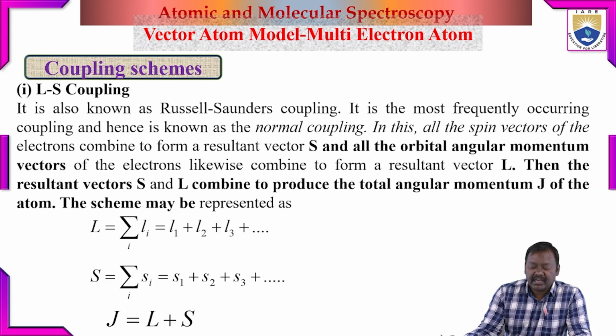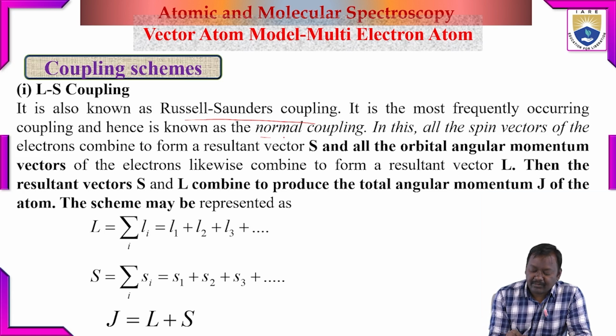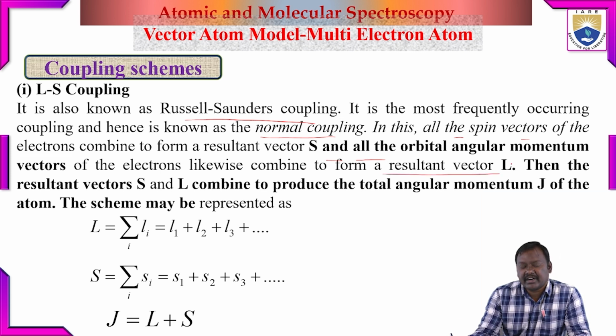It is also known as Russell-Saunders coupling. It is the most frequently occurring coupling in most of the atoms. So it is also known as normal coupling because it occurs most frequently in atoms. In this, all the spin vectors of the electrons combine to form the total spin angular momentum S, and all the orbital angular momenta will be added up to form the resultant orbital angular momentum vector L.